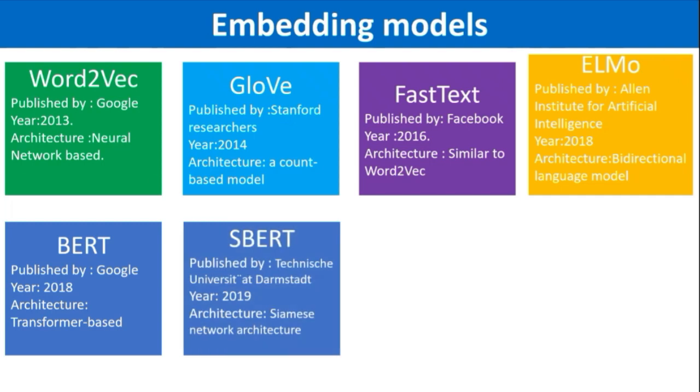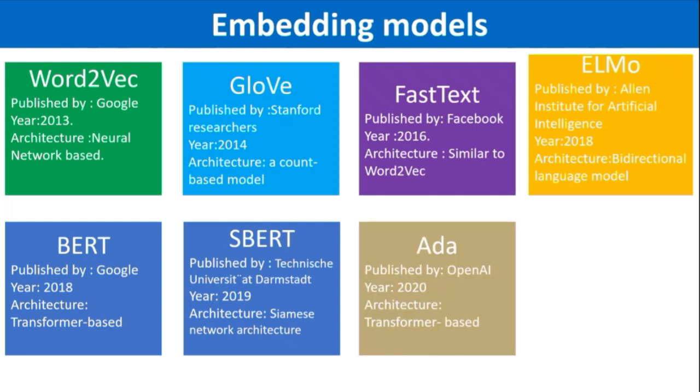SBERT, which is Sentence BERT, is a modification of the BERT network using Siamese and triplet networks that is able to derive semantically meaningful sentence embeddings. OpenAI model text-embedding-ada, which has different versions. The latest one is 002.